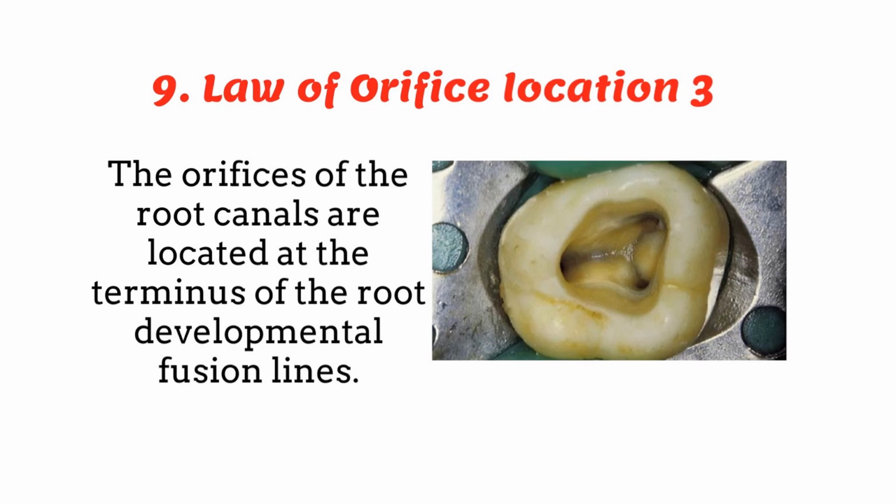This one is the last law, the law of orifice location 3, and this law says that the orifices of the root canals are located at the terminus of the root developmental fusion lines. In this figure you can see there are some lines going on in the pulp chamber floor, and these are known as the root developmental fusion lines, and you can also call them the dentinal map. These lines will lead you towards the orifice of the root canal. So always the orifices are located at the terminal point of these developmental fusion lines.